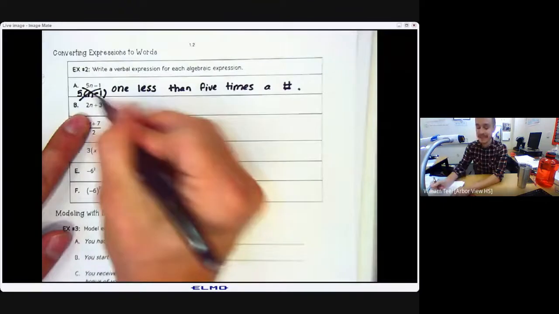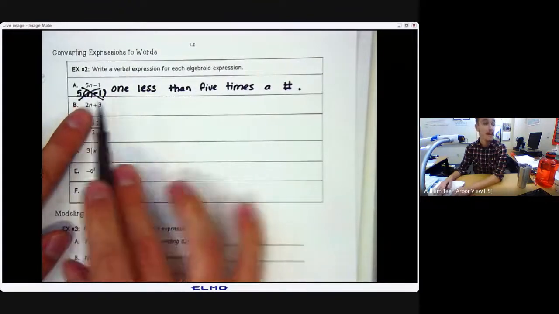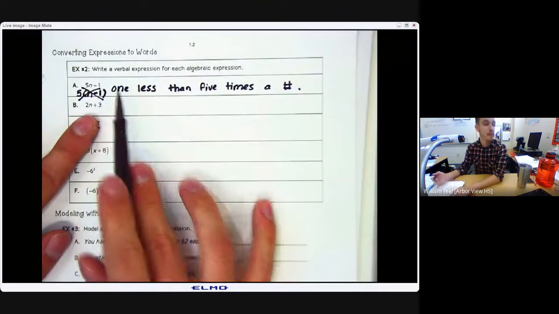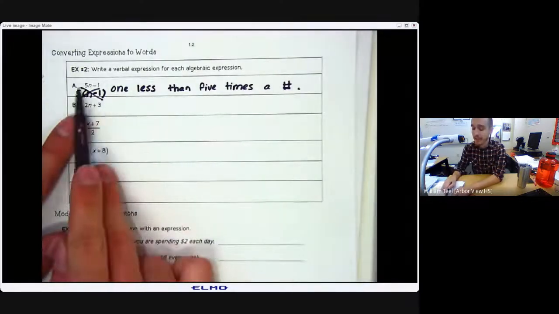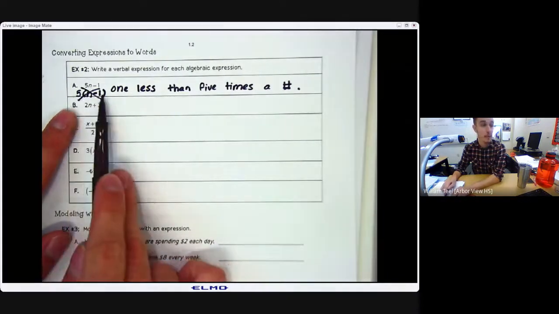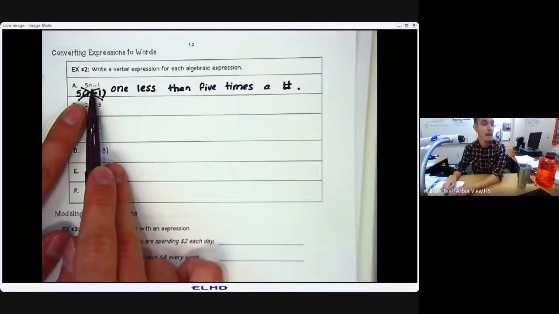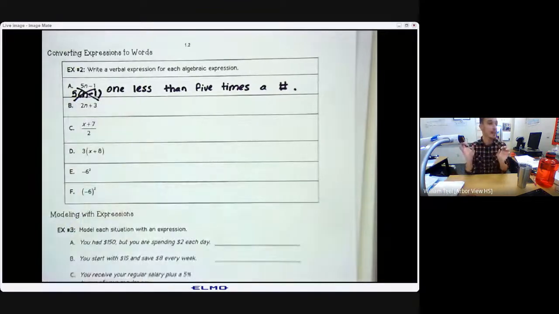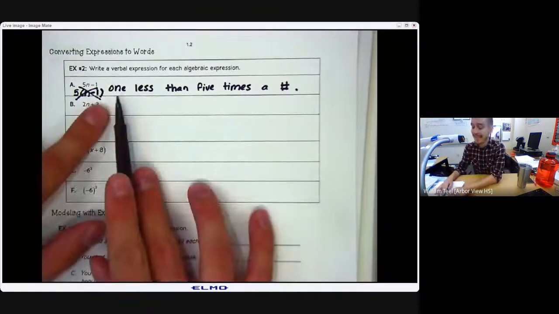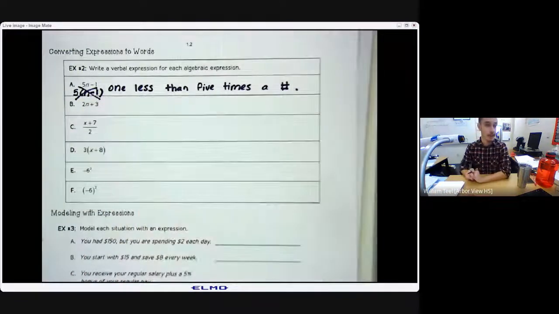So this is something that I want you to be careful of not to represent, because if we said 5 times a number minus 1, that would imply that we're using this expression right here, but we're not. We're saying 5n minus 1. Those are 2 separate terms. So I would represent this saying 1 less than 5 times a number.